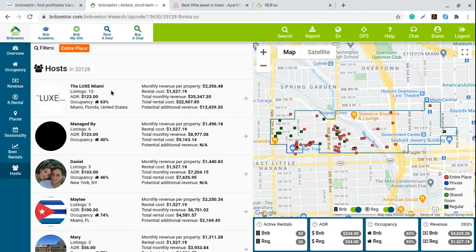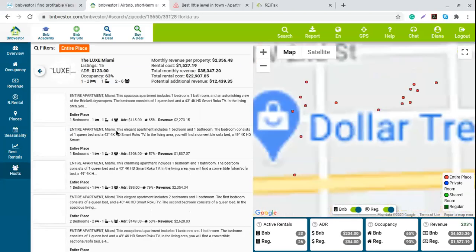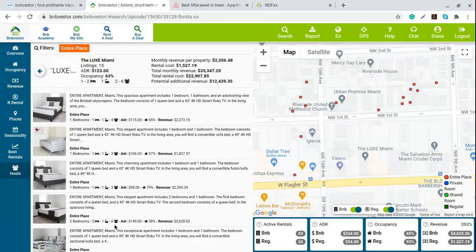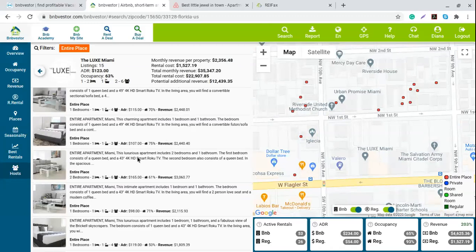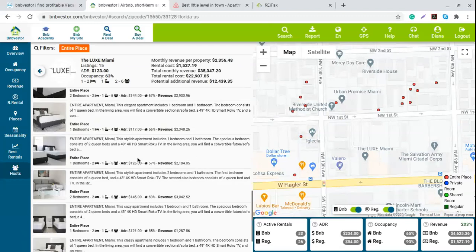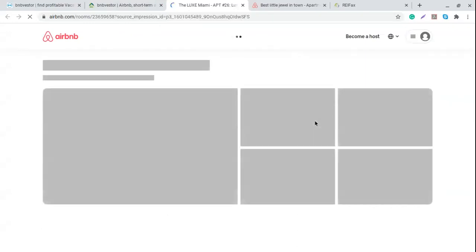You see? And I can see the listings. I can go ahead and click on Lux Miami, and I can see all the listings right here, entire apartment, the specifications, okay? How many bedrooms, bathrooms, how many guests that property can host, okay? 4, 3, 3, 6. How much he's charging? What is the occupancy rate for each one of these bookings, and the revenue for each one, okay? And of course, if you want to actually see one of these, then click on it, and that will take you to Airbnb to check out that listing on Airbnb, okay?